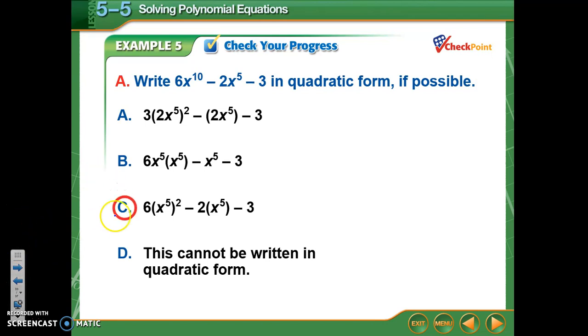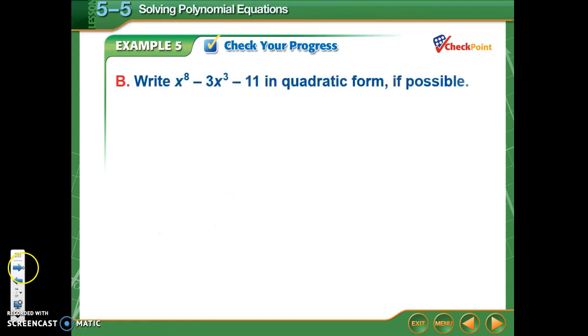All right, your answer here should be C. X to the 10th is x to the 5th squared, and then in the middle I have x to the 5th to the 1st. So that works in quadratic form. Try this one.